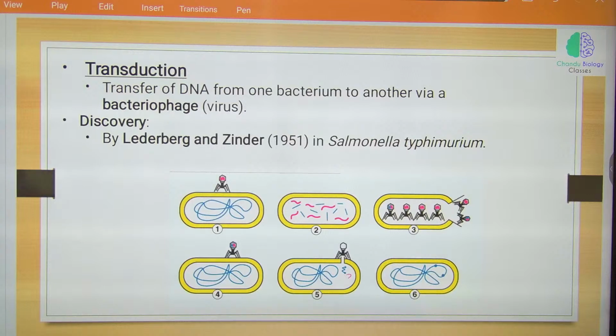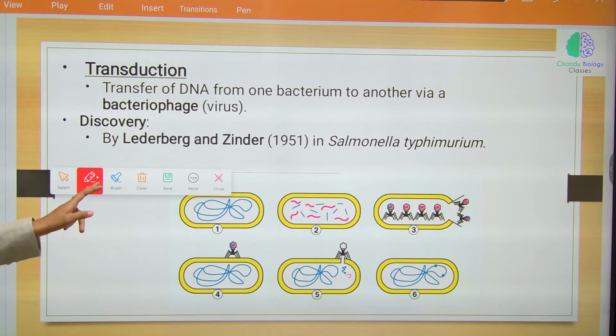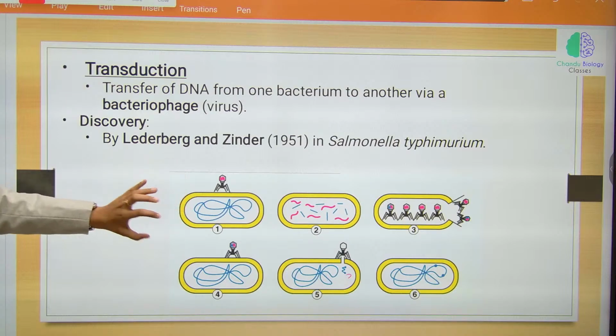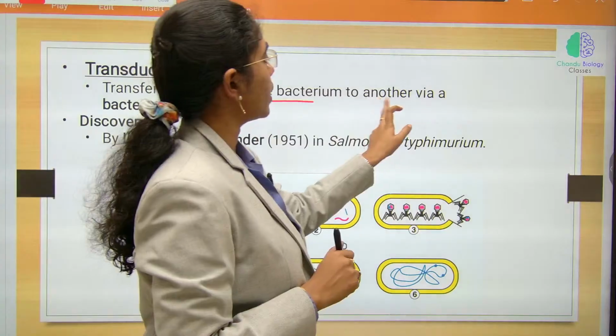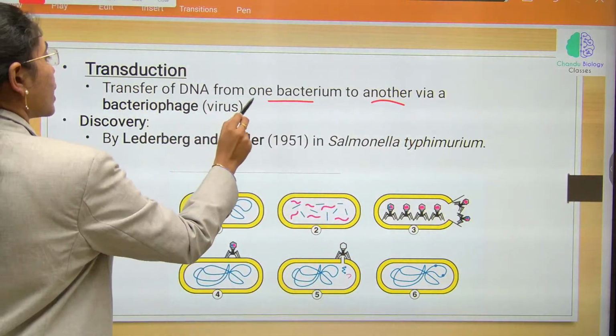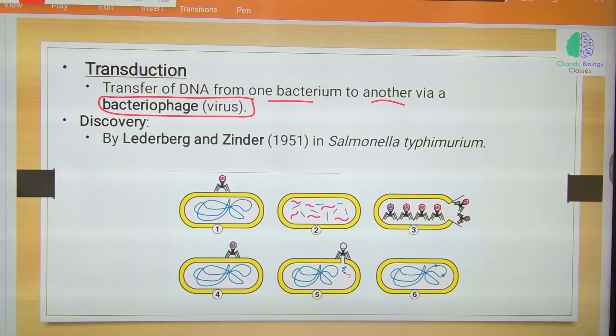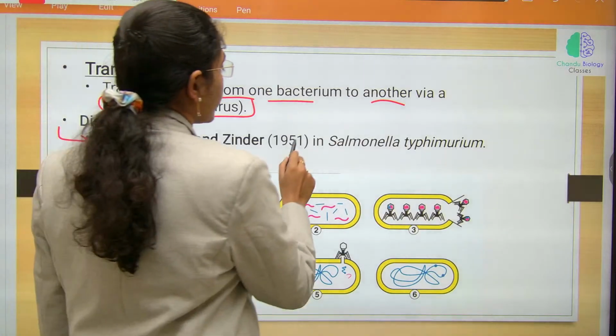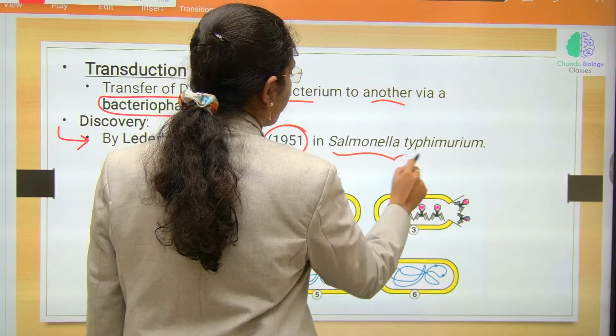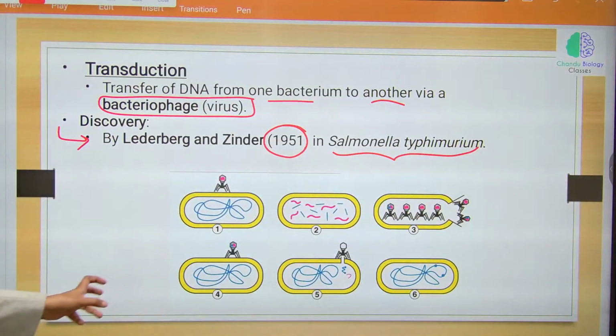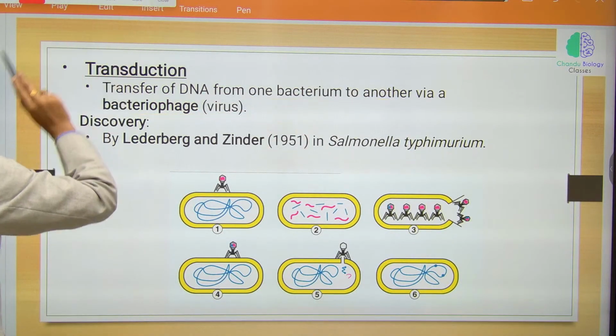Next is transduction. Transduction is due to viral infection on bacteria. The transfer of genetic information from virus to bacteria is known as transduction. Here there is transfer of DNA from one bacterium to another via bacteriophage. What is a bacteriophage? The virus which infects bacteria. This was discovered by Lederberg and Zinder in the year 1951 in Salmonella typhimurium.